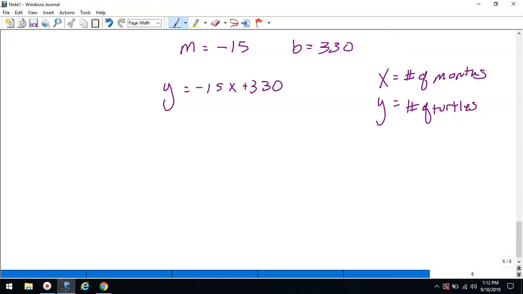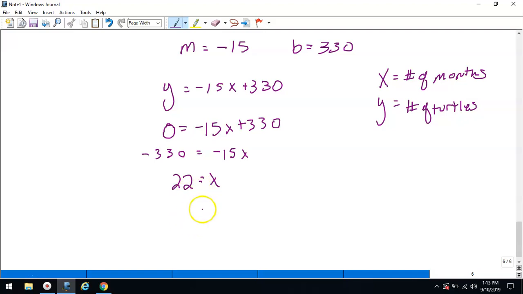All right, so question A, how many months will it take until you have sold all of your Ninja Turtles? So we want to know months. So we're trying to find x, and we need my total turtles to be 0. So we're solving for x. If I subtract 330 from each side, that gives me negative 330 equals negative 15x. Divide both sides by negative 15, and I have x is equal to positive 22. So it will take me 22 months in order to get rid of all of my turtle figurines.